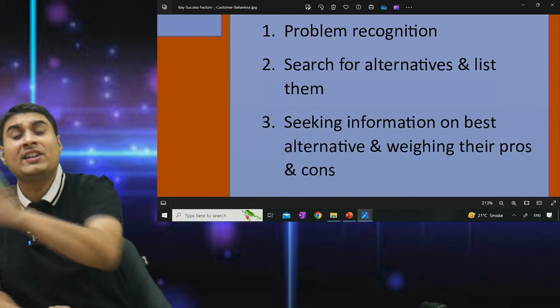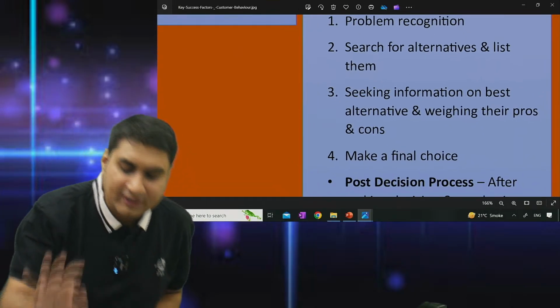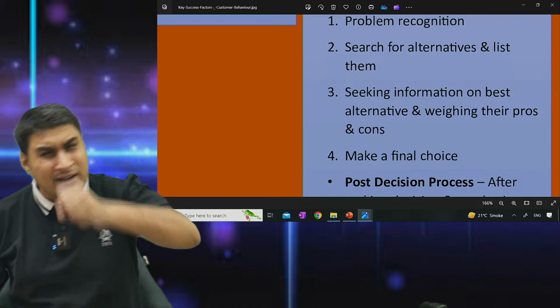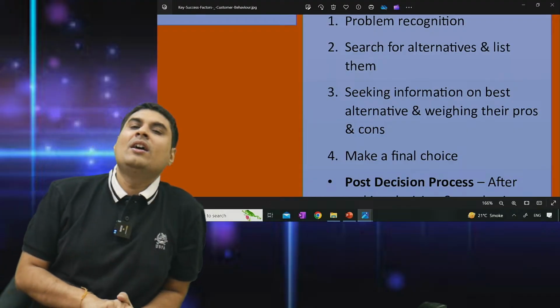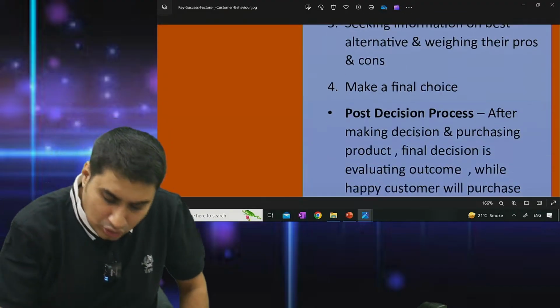Fourth, select the best alternative. So in decision making, there are 4 points: problem recognition, search for several alternatives, and select the best one. You see the advantages and disadvantages of each alternative, the good things and bad things, and make a final choice.